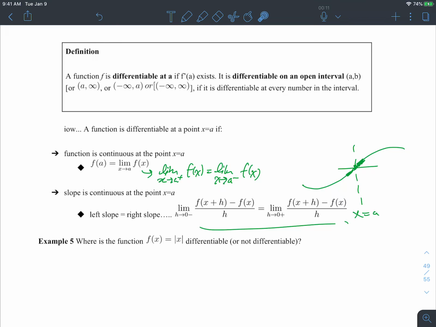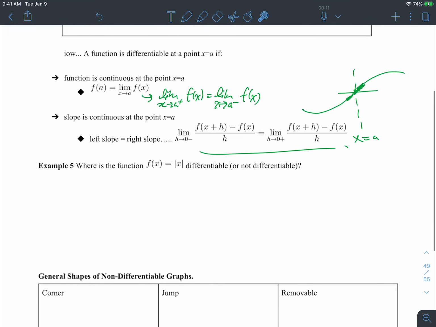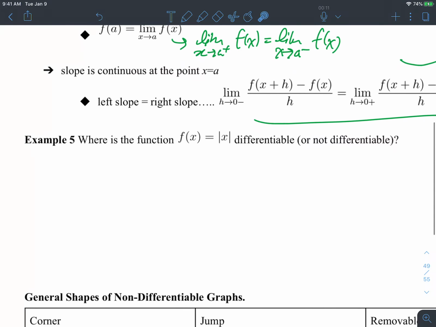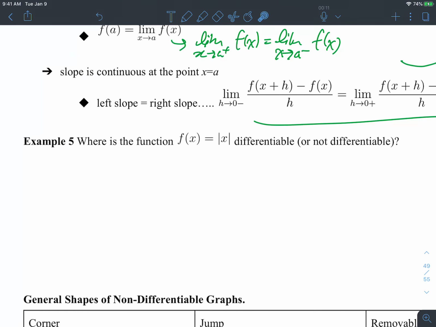Not only that, according to this, it has to be continuous, so you can't have a hole. Wow. Yep, that's what it is. Now, the question arises about this one. Where is the function f of x equals absolute value of x differentiable? More importantly, where is it not differentiable?